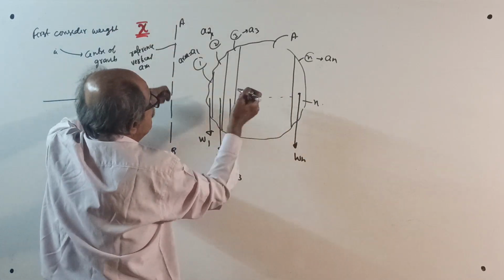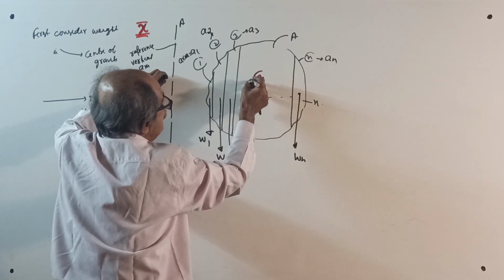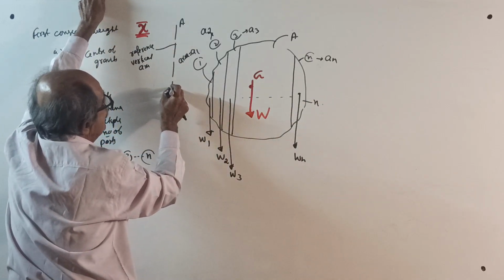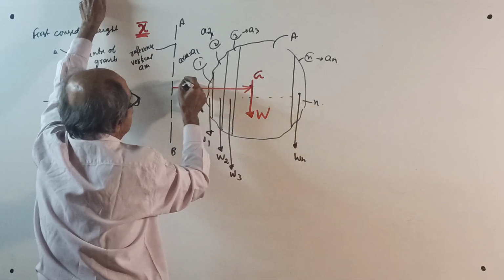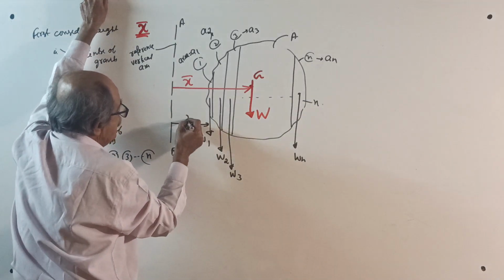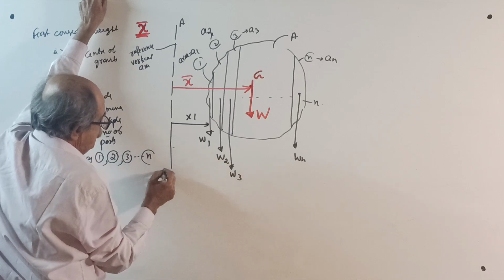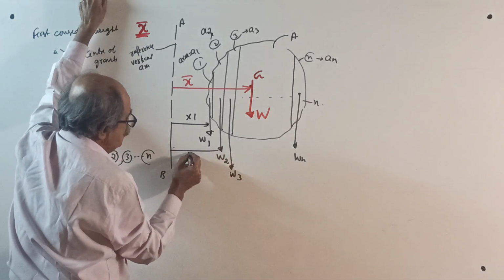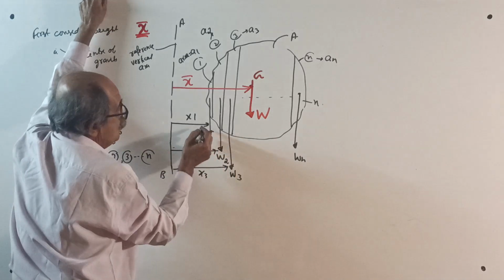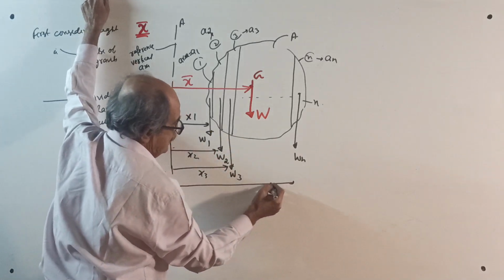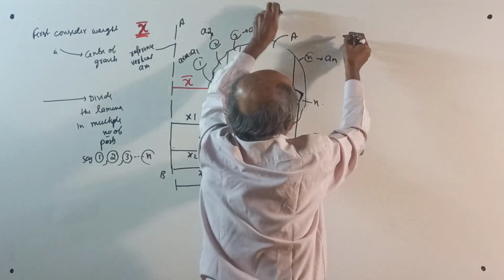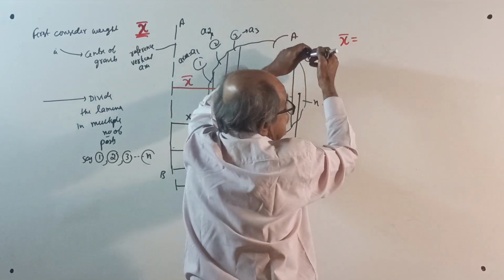And then the entire body weight acts here at G. The total weight W acts at x bar from here, to the right side. W1 is at x1, W2 is at x2, W3 is at x3, all to the right side, and Wn is at xn.